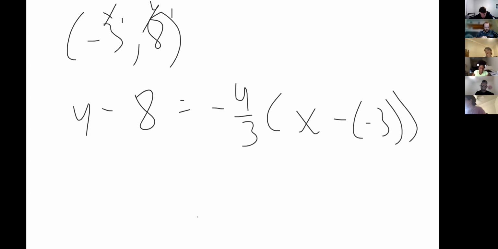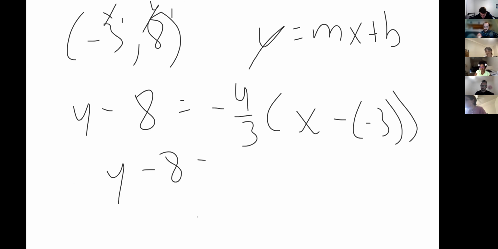Have this thing. Is this what they asked for? No. Not quite yet. We have to solve it for y. You're going to distribute. Yes, we got to solve it for y. So we're going to distribute this thing. What is this? Minus 4/3 x.